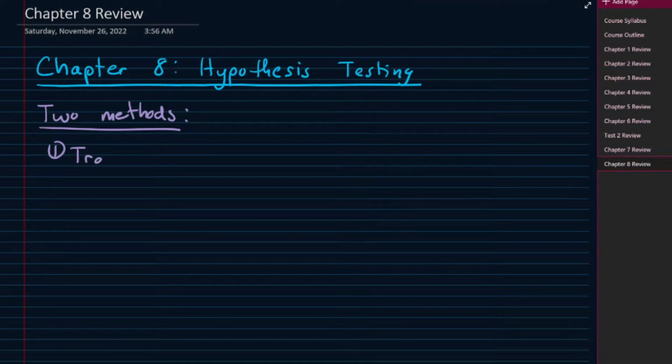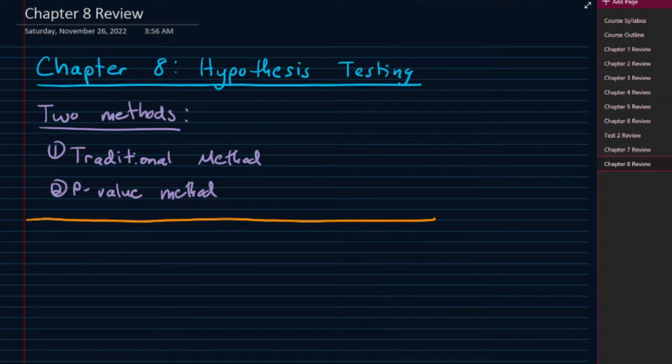There's the traditional method, that's the one that we'll be studying. And there's the p-value method, which I haven't included any questions for in the work. So we'll just be talking about the traditional method. But you can read up on the book on the p-value method as well. And if you want to use that to come up with answers to questions, that's also fine. So let's look at what is the traditional method for hypothesis tests.